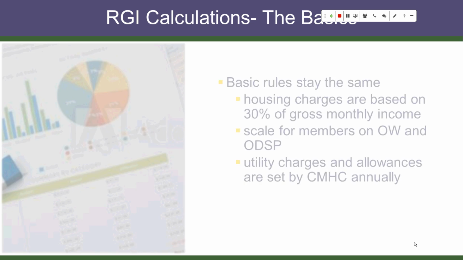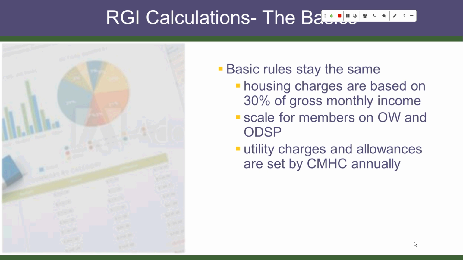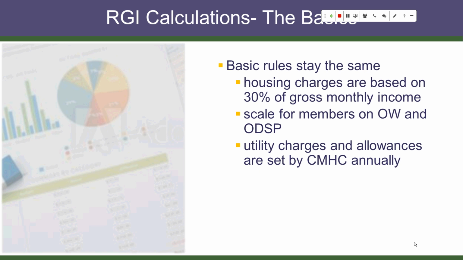We have basic rules that apply. Now this is very important. The rent supplement program is very strict on this. It's 30% of the gross monthly income for primary residents. It is not to be 35, 36, it's not to be 25, it has to be 30%. There's no fluctuation with that.